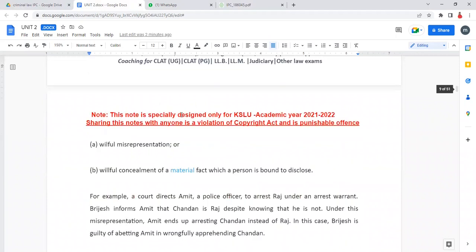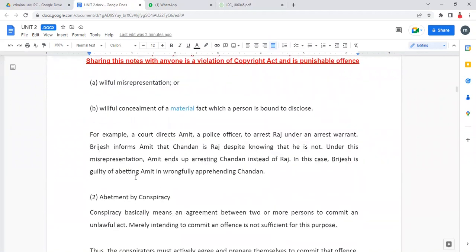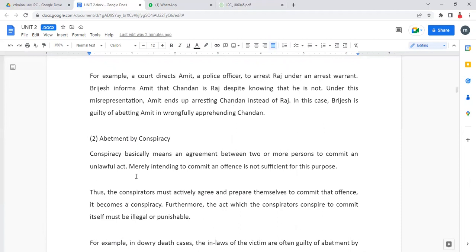So instigation may generally happen by willful misrepresentation or willful concealment of material fact, etc. For example, a court directs Amit, a police officer, to arrest Raj under an arrest warrant. Brijen informs Amit that Chandan is Raj despite knowing that he is not. Under this misrepresentation, Amit ends up arresting Chandan instead of Raj.